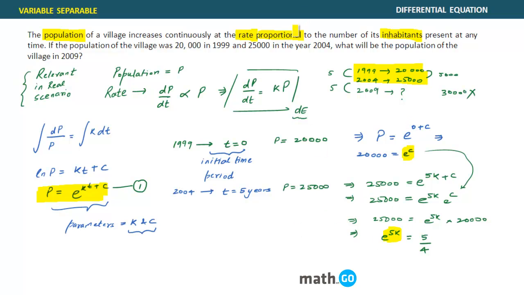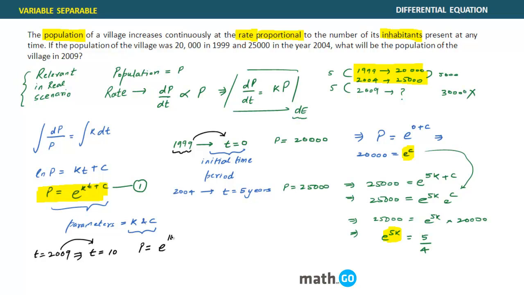So do not immediately jump down and start solving for K, and let's see what is the thing which is required. You need to find the value when the year is 2009. This implies that t is now 10, because you started counting from 1999 assuming t equal to 0. So when the year will be 2009, how much time has elapsed? 10 years has elapsed. So t is equal to 10. You need to find the population when t is equal to 10.